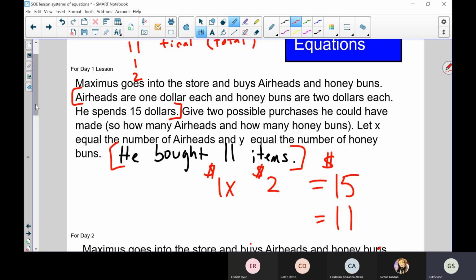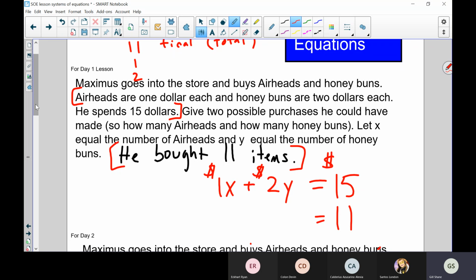What variable is about honey buns? Y. So guess where that goes? Right behind the, oh, I'm sorry. What number is about honey buns? Little 2. So guess where the Y goes in? Right behind the 2. And I'm adding together because however much money I play plus however much money I pay is going to be my total. There's your equation.